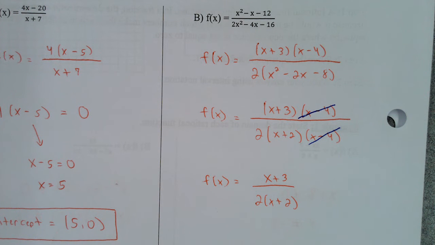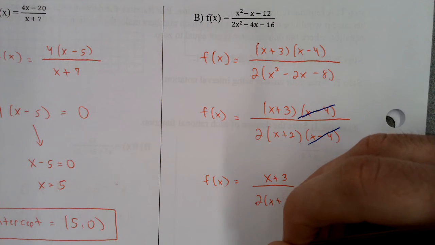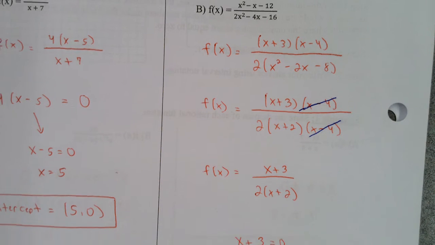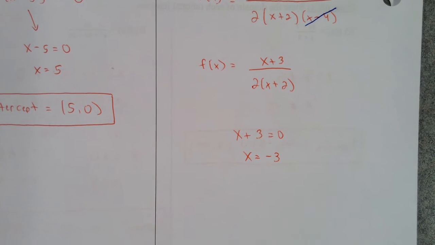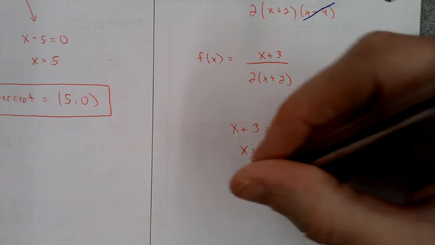Step 2 above says set the numerator equal to 0 and solve. So x plus 3 equals 0. X equals negative 3. So that's the x-intercept, okay? So the x-intercept equals negative 3 comma 0.